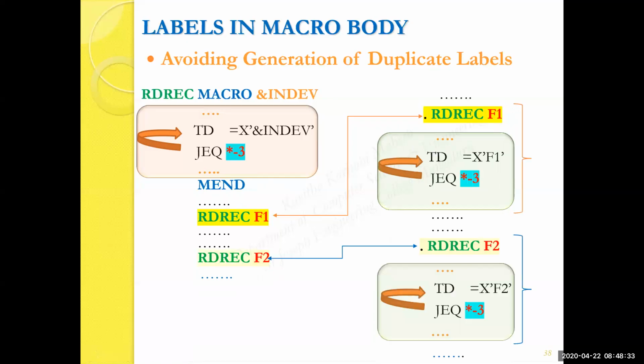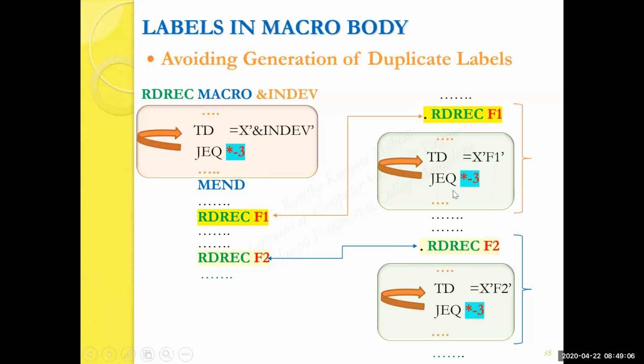Now, the expansion corresponding to the second statement is shown on the right-hand side again. The macro invocation statement is RDIRECT F2. F2 is the argument which has to be substituted for the parameter INDEV. Please note the macro invocation statement is added to the expanded file as a comment, and the statements forming the body of the macro are generated here. So INDEV is a parameter which is replaced with the argument F2. The second statement generated is JEQ star minus 3.